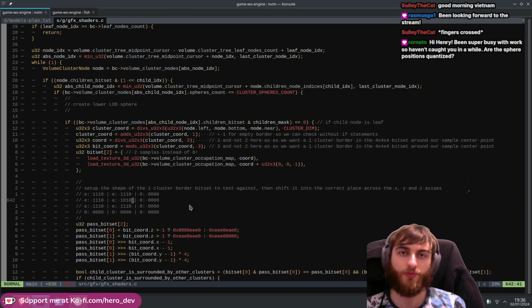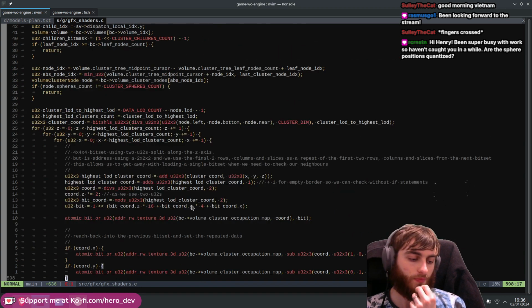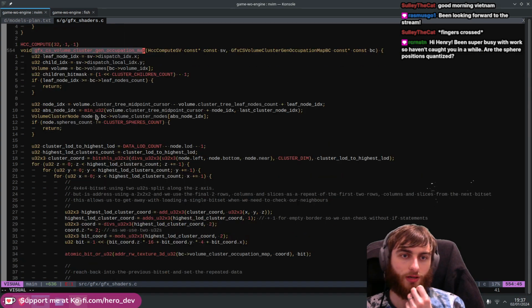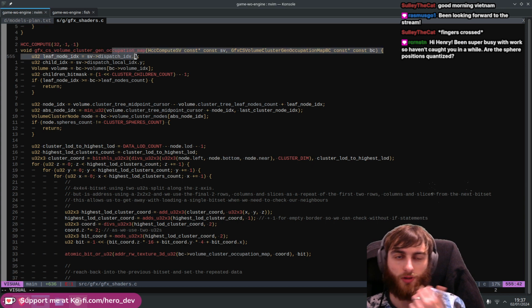And each bit represents a cluster which is filled with spheres. So if we look around here, there's this new shader which I made off stream. This is another one, and this one will basically make what I call an occupation map.